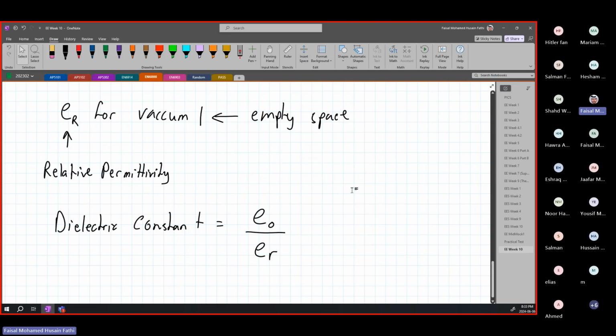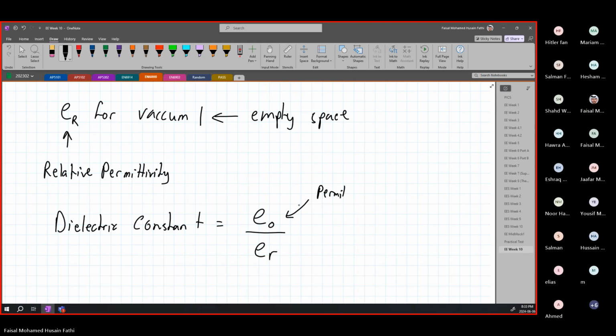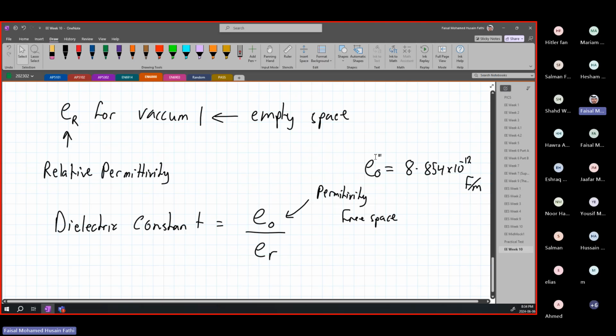This is a dielectric constant, where E0 is your permittivity of free space, which is a constant based on the vacuum. Free space means vacuum, and this value is a constant that does not change: 8.854 times 10 to the power of negative 12. The unit of this is farads per meter, which we will see how we got.